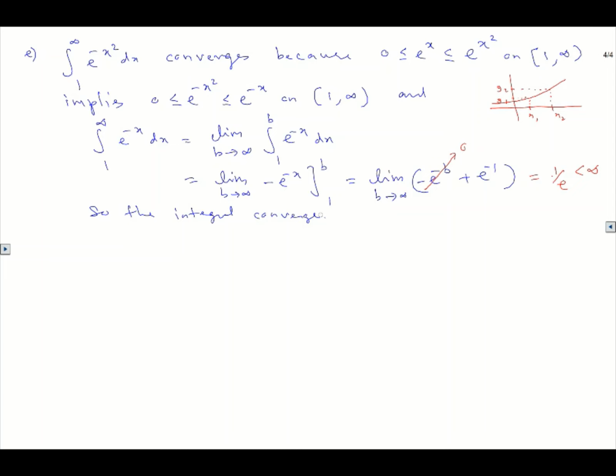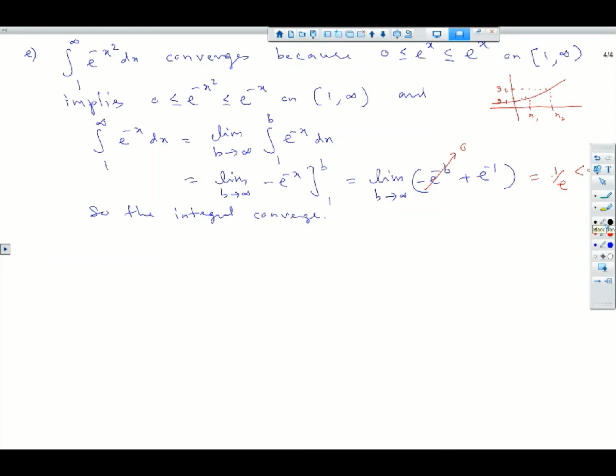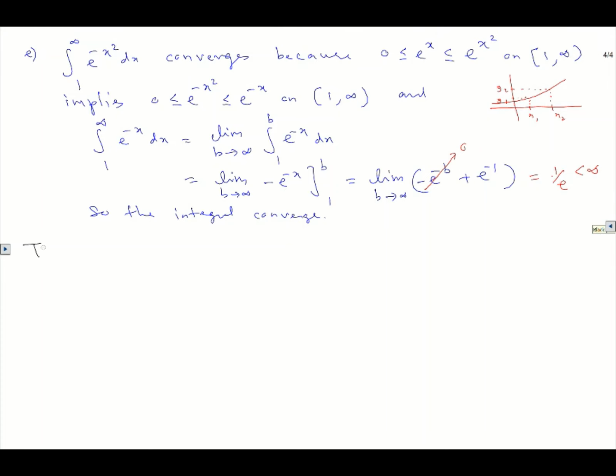Now let's move on to the other theorem. What's the other theorem? This is more important. You can do many problems that you cannot do using the direct comparison, and sometimes it's even easier. This is what we call the limit comparison test, LCT.